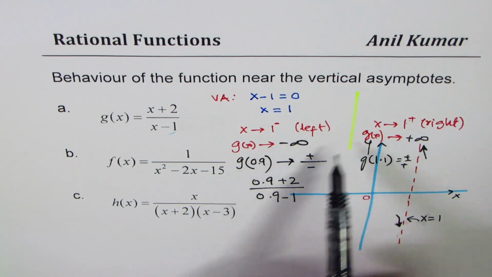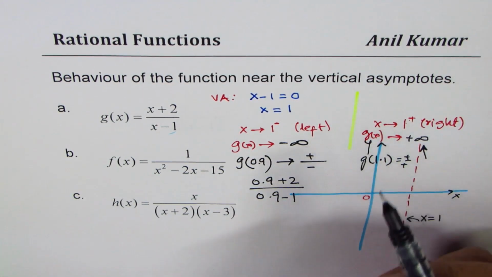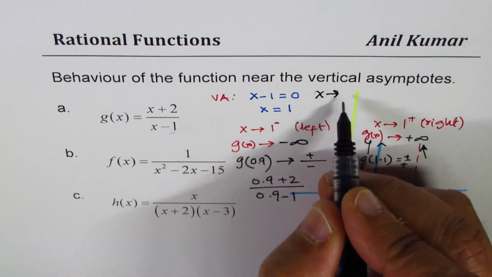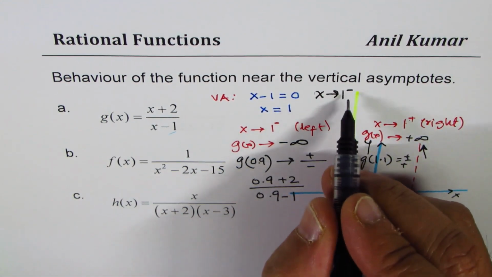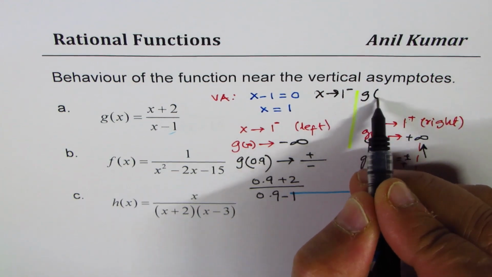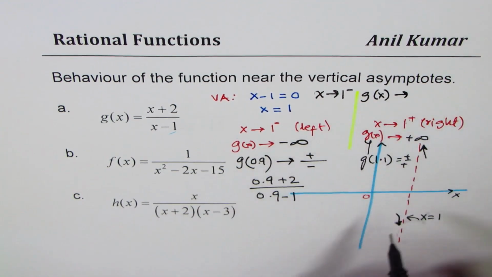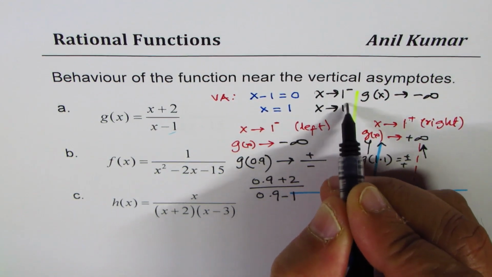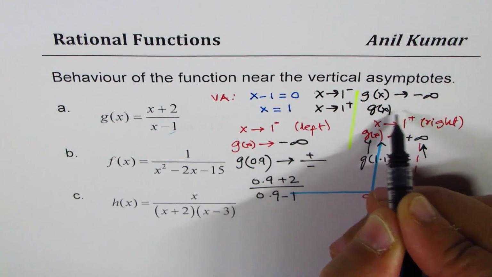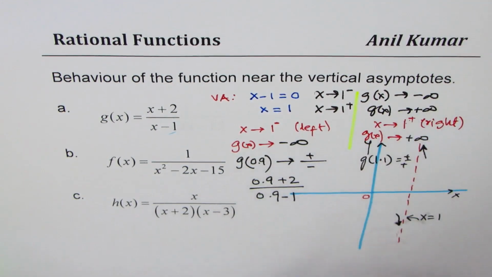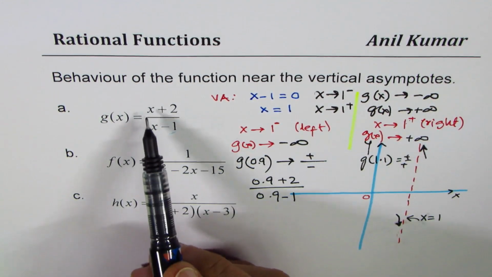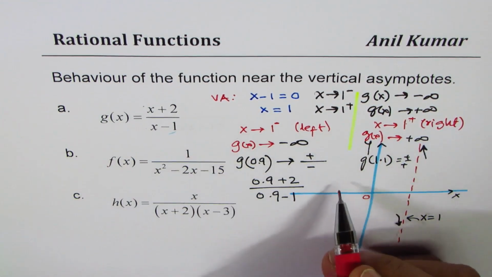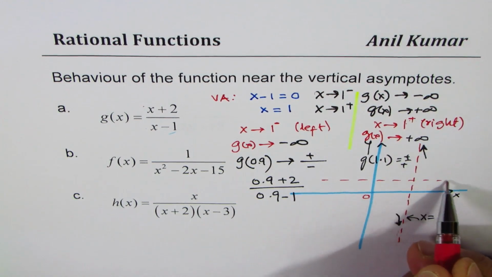Is it okay? So let's summarize the result for g of x. When x approaches 1 from the negative side, g of x approaches negative infinity. And when x approaches 1 from the positive side, g of x approaches positive infinity. Do you see that? And you know what the horizontal asymptote is? The ratio of these two. So the horizontal asymptote will be kind of like this.